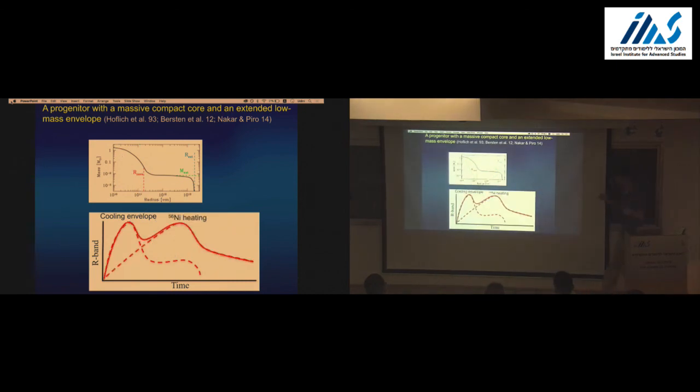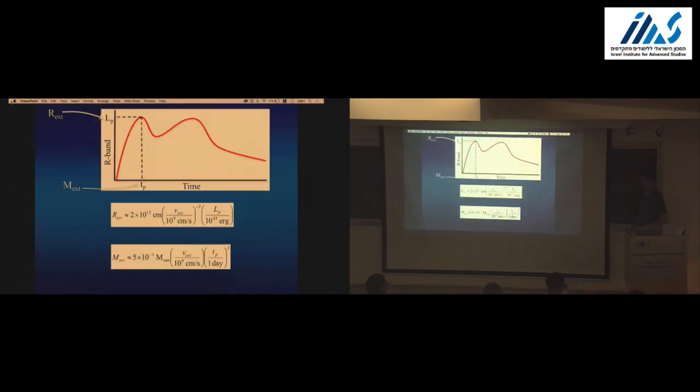And everything that we calculated before, you can apply here. Use the nickel story for the nickel, use the cooling emission for the extended envelope, and you can constrain the properties of this and the properties of that, and everything. Did it answer? Okay.